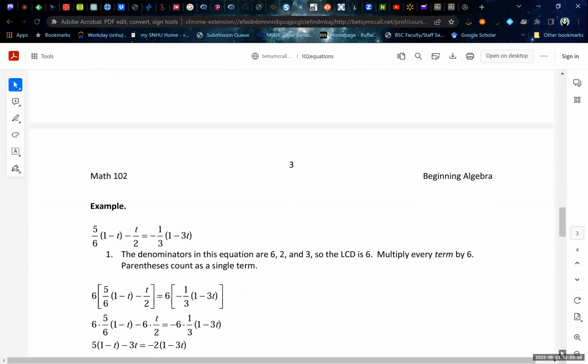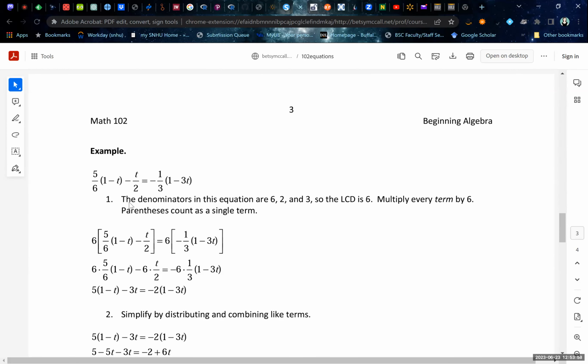All right, so let's look at our example. This is a kind of complicated example intentionally so that we can see what all of the procedures are. Now we have three fractions. I apologize for the lawnmower in the background. We have three fractions. They have denominators of 6, 2, and 3. The LCD is 6 because 2 times 3 is 6. So they all divide evenly into 6.